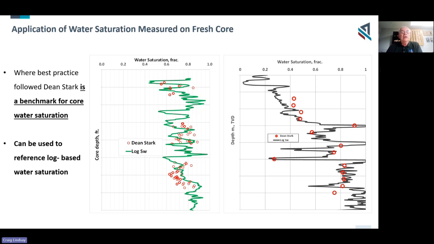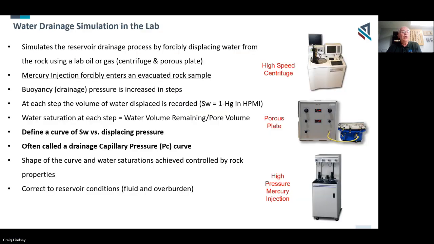And then the other example is pretty good. We see the core, certainly down to the contact, which is just near the bottom here, and we have the log-based water saturation, which is looking pretty good, and then we have the Dean Stark dotted along the saturation curve from the log. I think it was quite a dense fluid, so a low buoyancy gradient. So there's quite a slow change in water saturation.